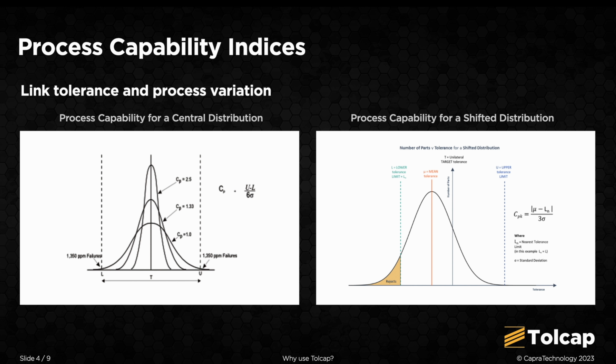Note that CPK will be less than CP unless the mean is exactly centred in the tolerance band. When we talk about process capability, we mean the long term, and we recognise the mean of the distribution will move, and TOLCAP predicts CPK whenever we measure it in production.